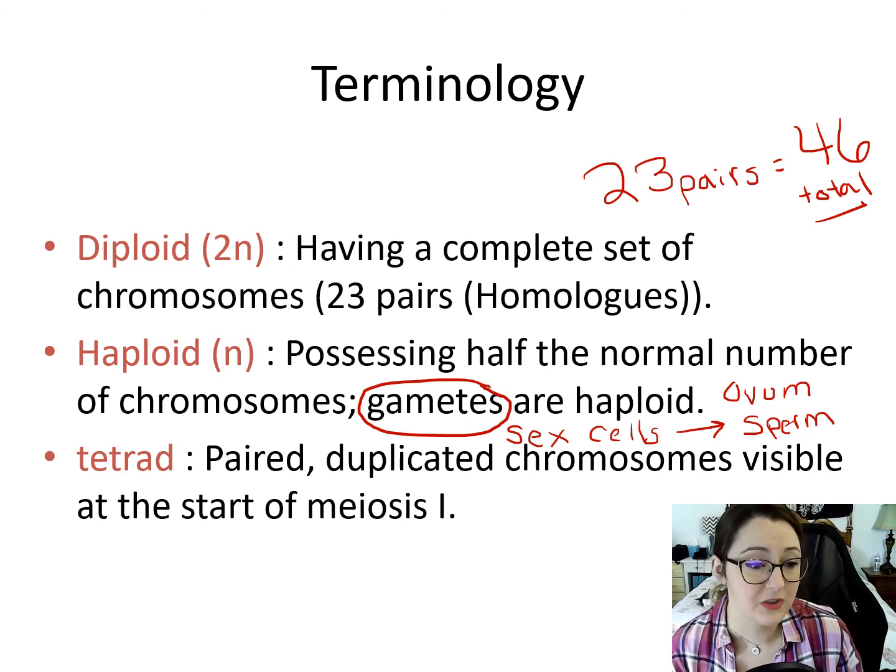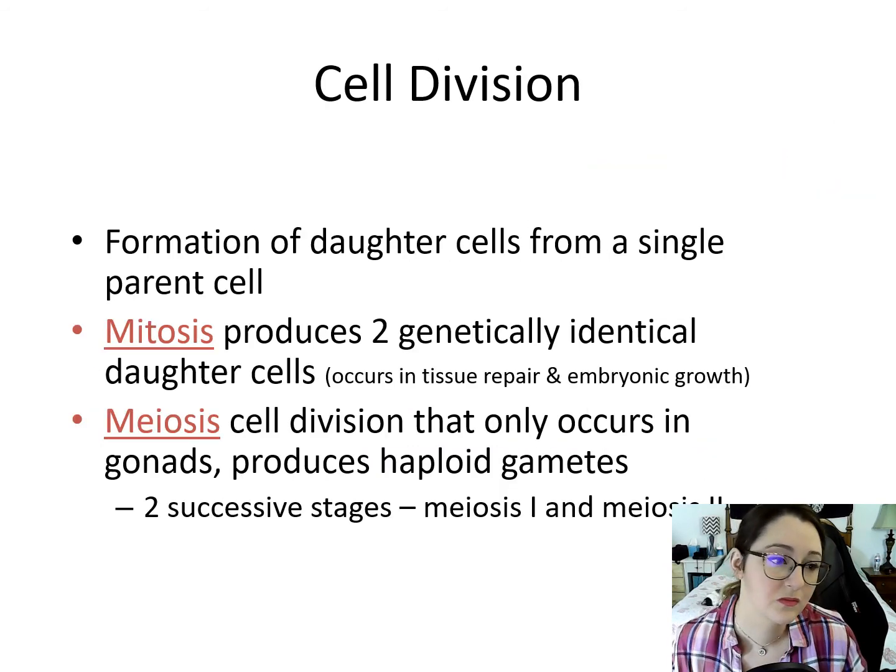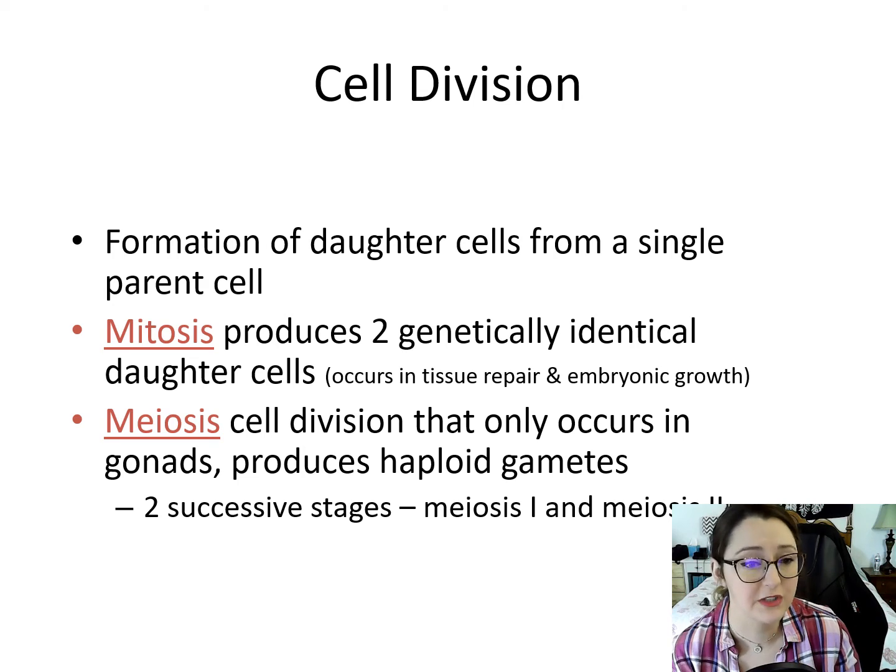And then tetrad is going to be paired or duplicated chromosomes visible at the start of meiosis 1. And that is the process that we will be talking about here in just a moment. So cell division, it is the formation of daughter cells from a single parent cell.